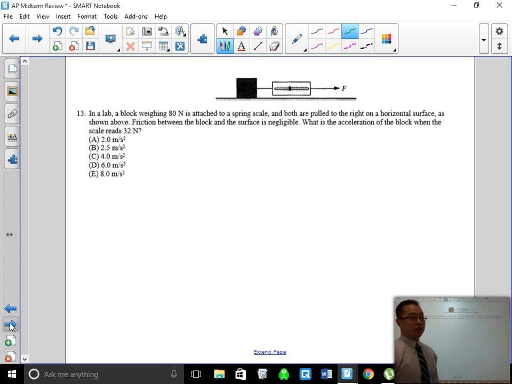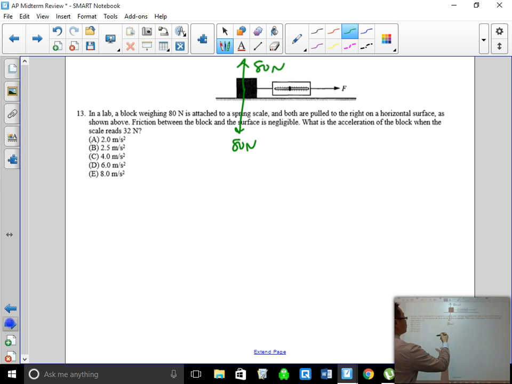In a lab, a block weighing 80 newtons is attached to a spring scale and both are pulled to the right. Assuming that it's a horizontal surface, Fn will also equal 80 newtons. They say friction is negligible. They ask, what is the acceleration of the block?